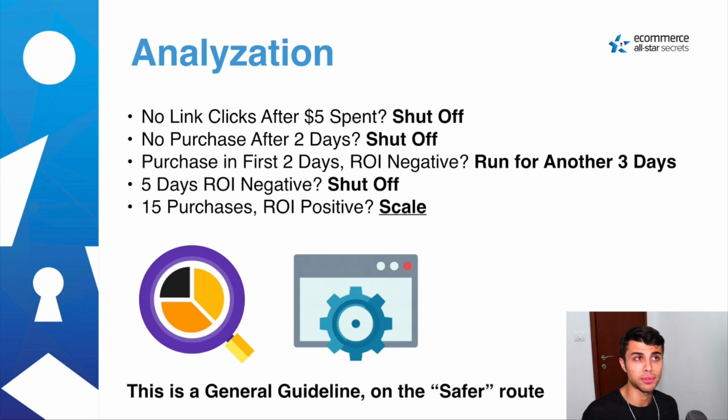Simple, no link clicks after $5 spent. You can shut it off because the thing is, if somebody doesn't link click on your ad after $5, it usually shows that that specific asset won't really be successful, because even if you get link clicks for like $7, the chances of that being a successful ad set are pretty low. It is possible, but again, we're trying to filter out our risks as much as possible and save money. So after $5, no link clicks, you can shut that off.